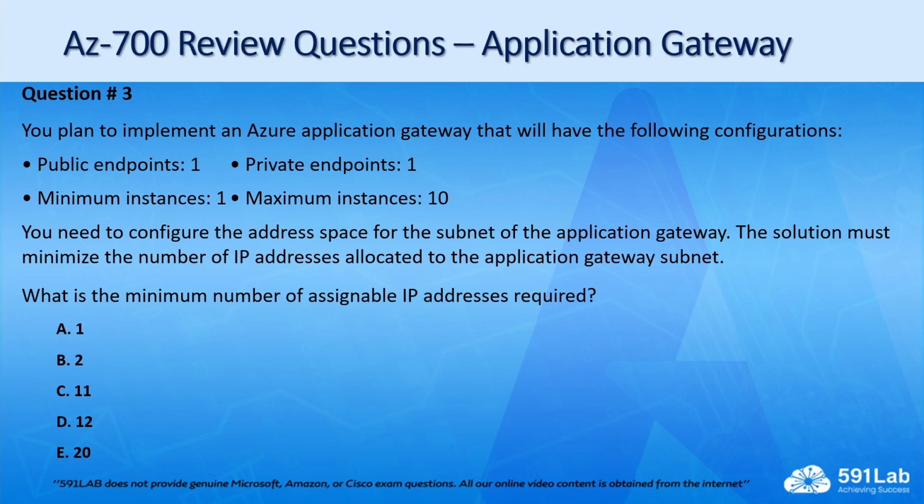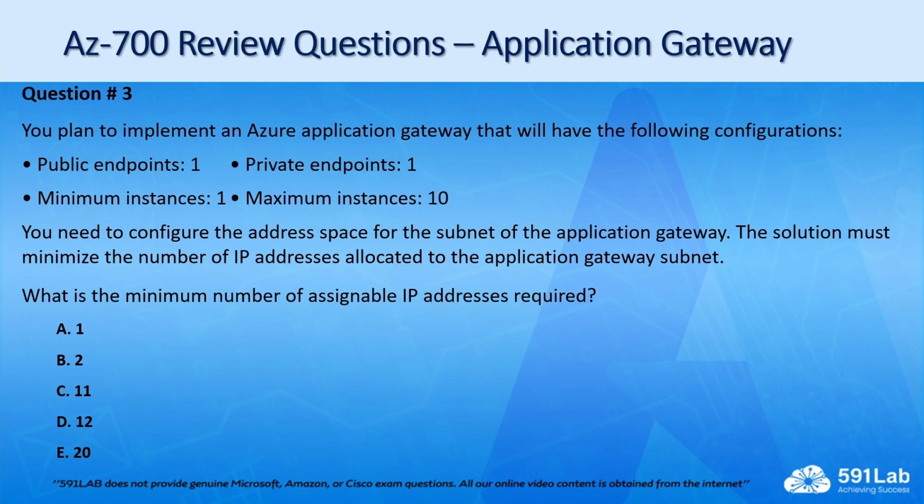Okay, so let's look at the question at the very first view. So we can see we have one public endpoint, we have one private endpoint, so which means we need 2 IP addresses. Now the minimum instance is 1 and maximum instance is 10. So maximum we need here 10 IP addresses. So if you calculate 10, 1 and 1, then it should become 12 IP addresses. But here is the trick.